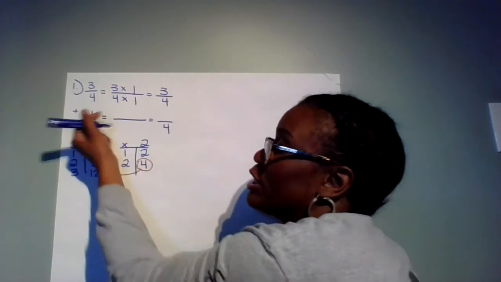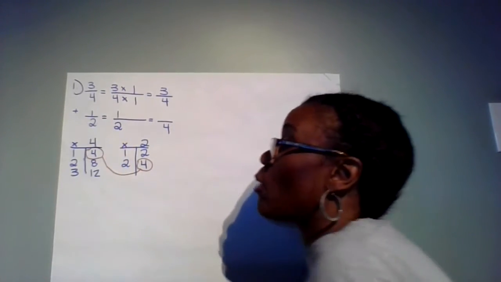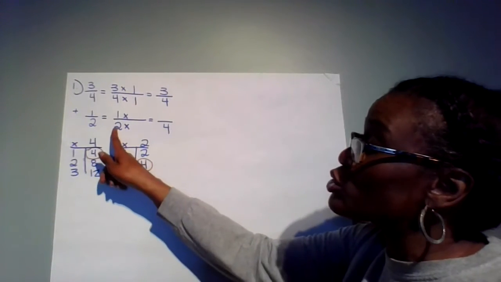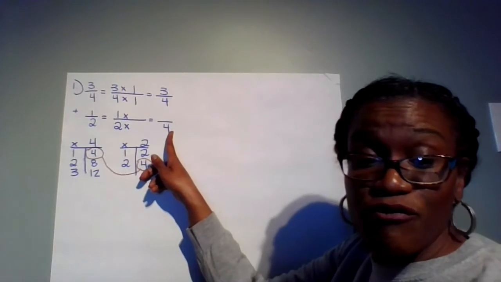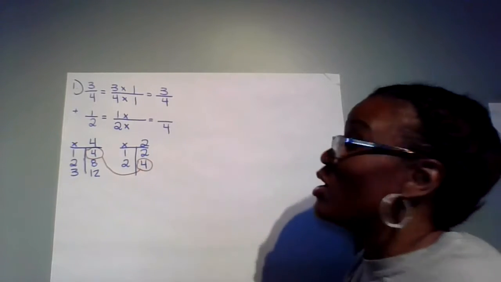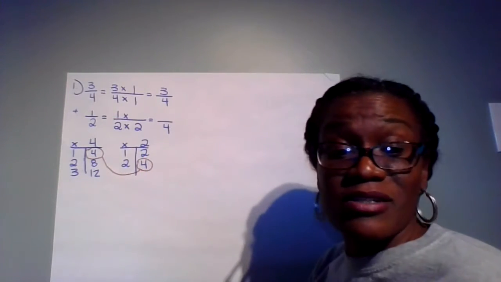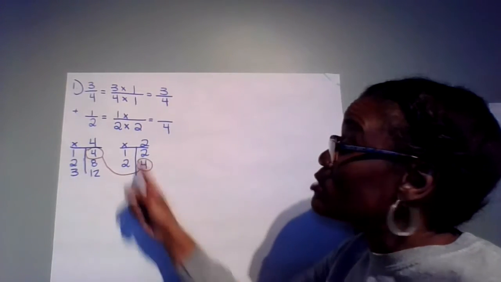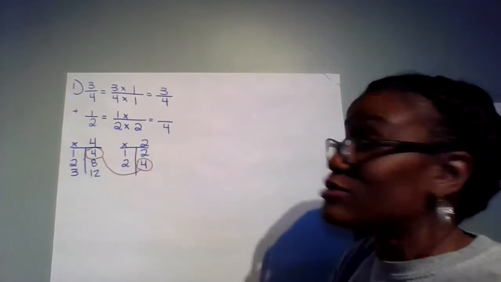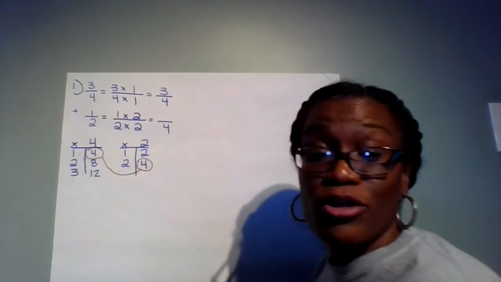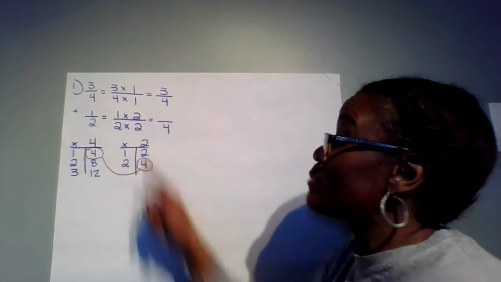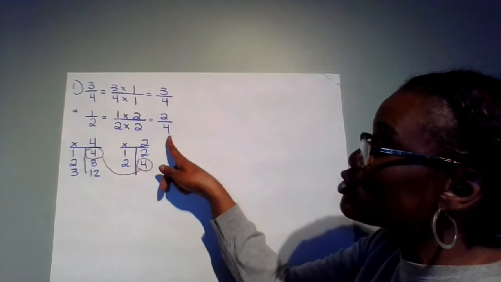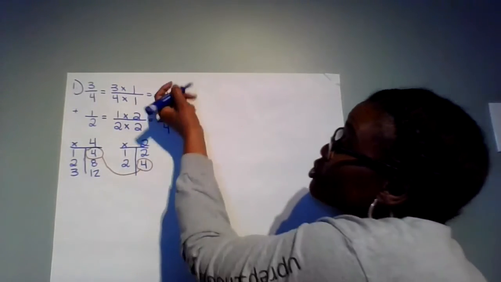I'm going to move down here to my 1/2, put in my multiplication symbols. Now I'm going to look. 2 times what equals 4? That's right, 2. So if I do it to the top, I got to do it to the bottom. And if I do it to the bottom, I have to do it to the top. So since I multiplied the denominator by 2, I have to multiply the numerator by 2. And 1 times 2 is 2. So now I have 3/4 and 2/4. And now I can add these two together.